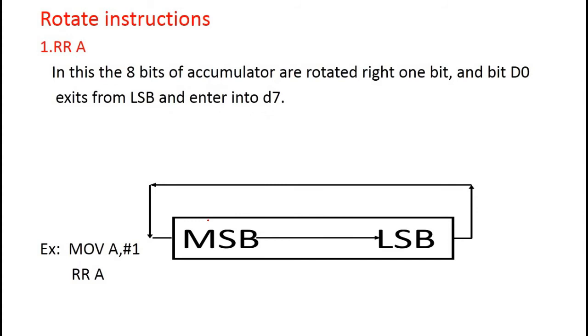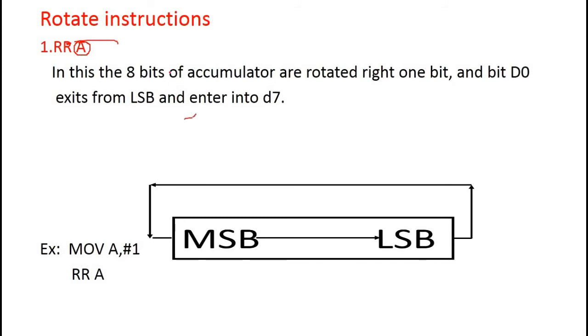And now we'll come to rotate instructions. Okay. So now we have 4 different rotate instructions: rotate right, rotate left, rotate with carry, through carry and direct. Now first we'll see rotate right 1 bit. That means we will be rotating the contents of the accumulator 1 bit right. And note that here the rotate instruction works with only the accumulator.